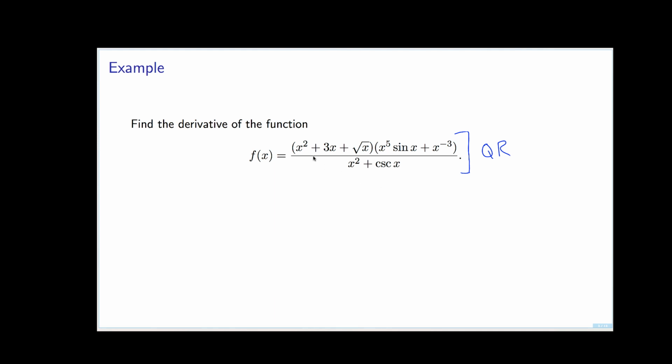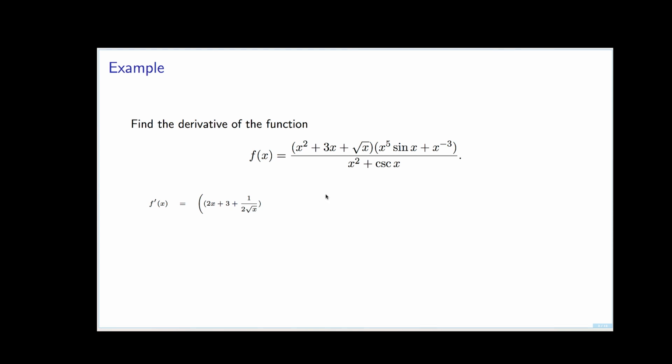So the quotient rule says that we're going to do the derivative of the top times the bottom, minus the top times the derivative of the bottom, all over the bottom squared. So the first thing that we're going to start with is finding the derivative of the top. Now notice that the top is a product, so we have two separate terms in the top. So when we find the derivative of the top, we're going to need to start with the product rule. So let's go ahead and do that.